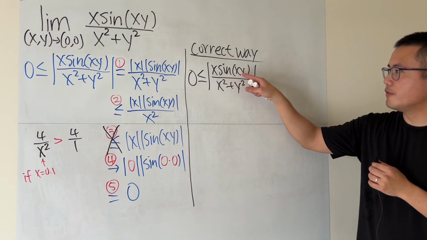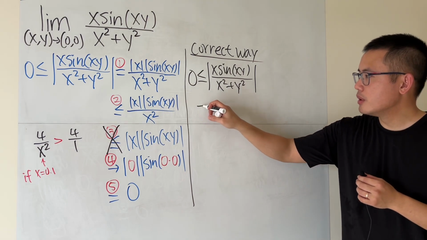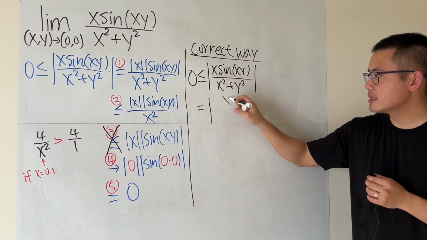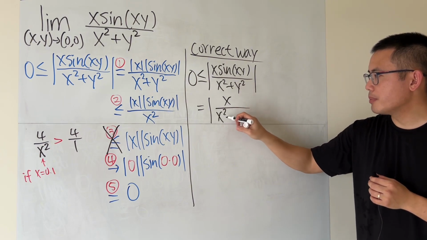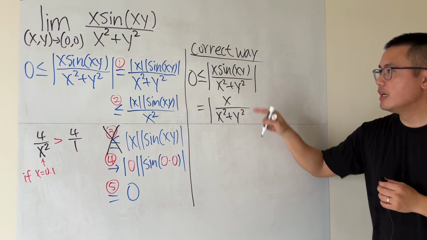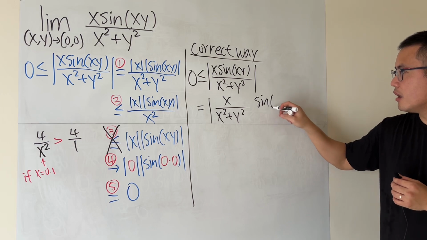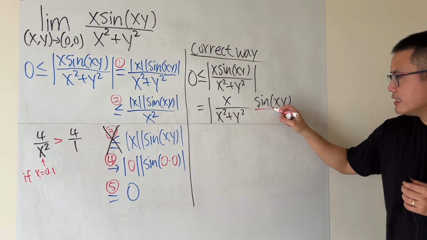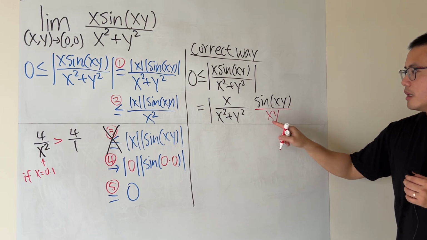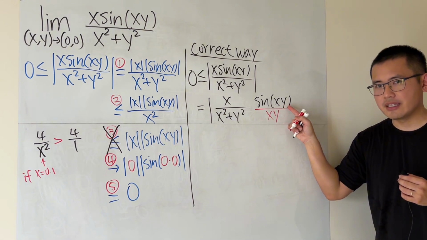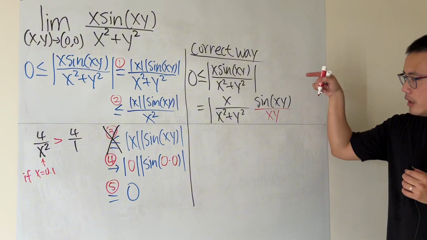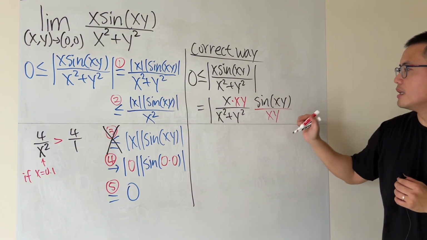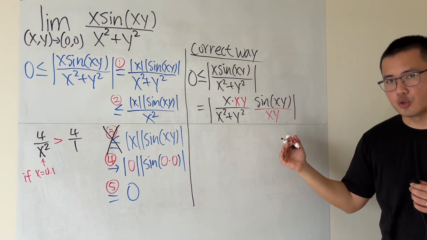Notice we have sine of xy. I am going to break this down inside. I will put x over x squared plus y squared together like this, and then we still have the sine of xy like this. But I'm going to divide this by xy, the same input as the inside of the sine function. And the moment you divide it by xy, you will have to multiply the top by xy like this. And that's just some algebra.